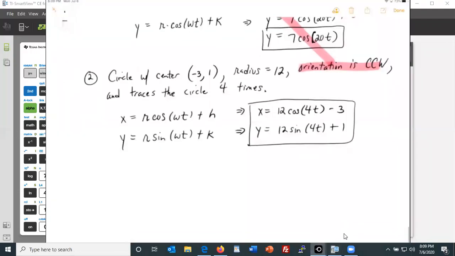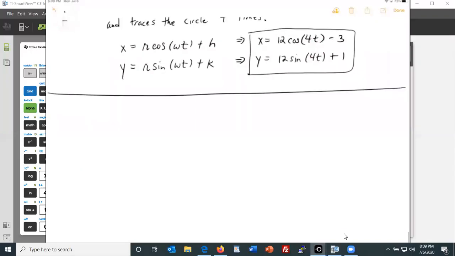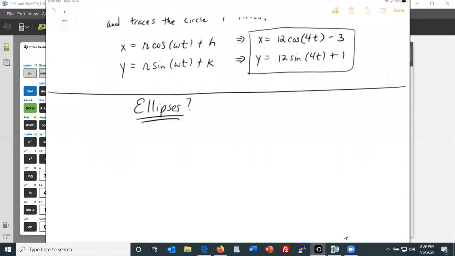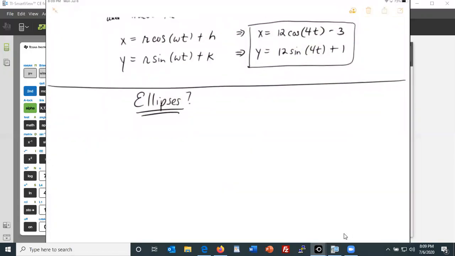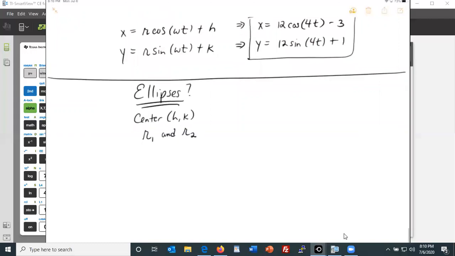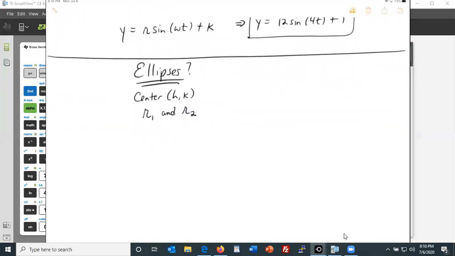Okay, so now how about ellipses? Ellipses work the same way, except remember that they're going to have a major radius and a minor radius. So we're going to have center H and K. And remember, there are 2 radii. So we're going to have radius 1 and radius 2 corresponding to the major and minor radii.